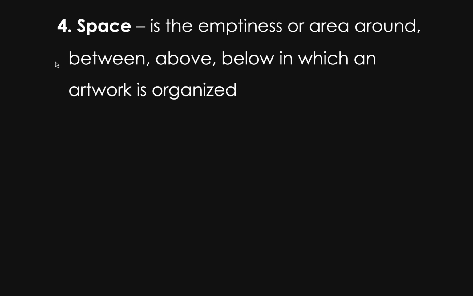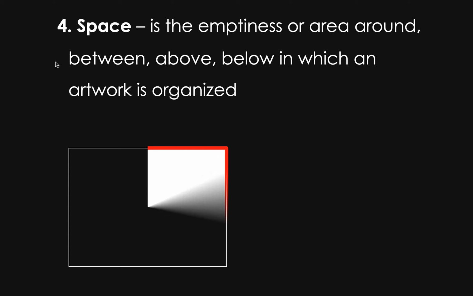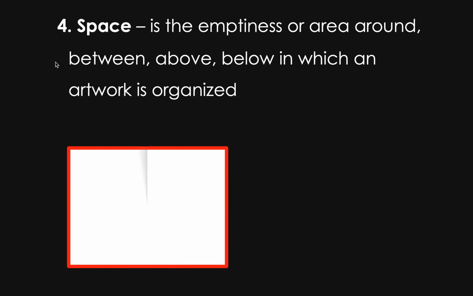Our fourth element of art is space. And space is the emptiness or area around, between, above, below, in which an artwork is organized. Now there's a difference in space. There is 2-dimensional, which is what you see on the screen. Think of it like a piece of paper. You are working within those dimensions. That's the area in which you are allowed to work. You can draw inside of that area.